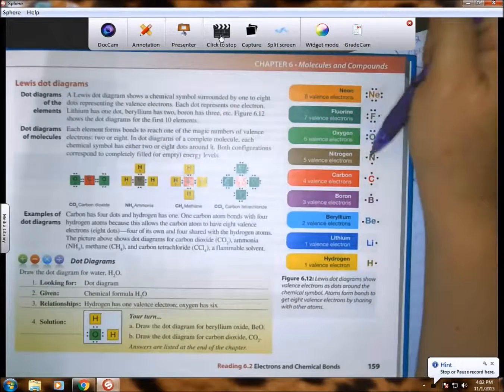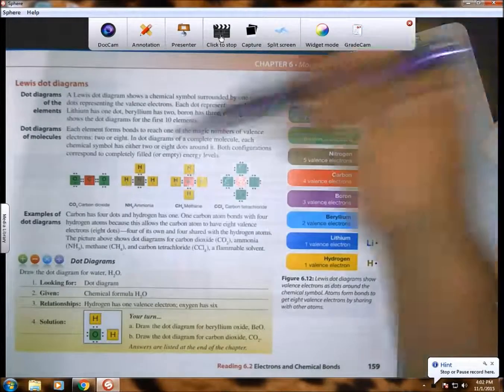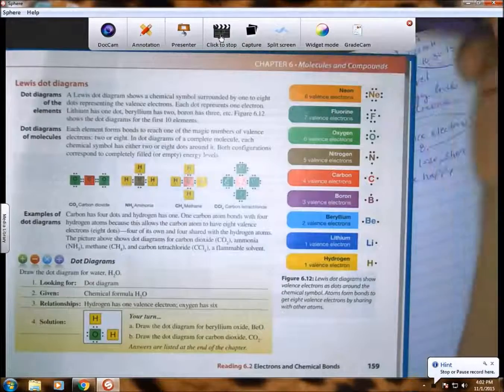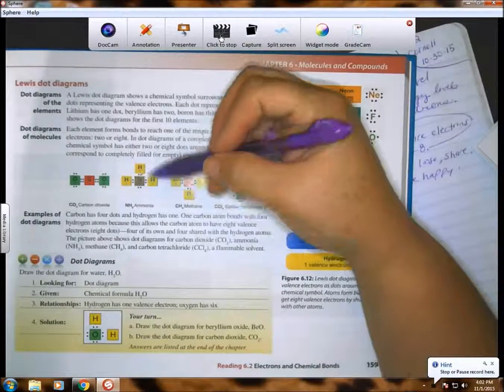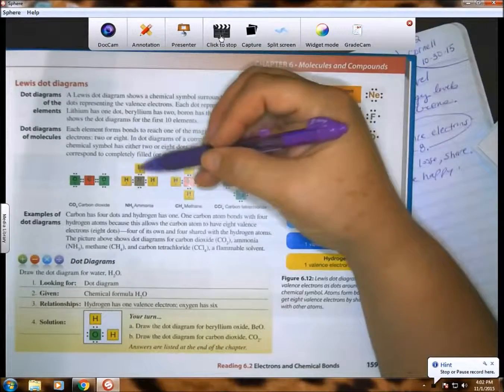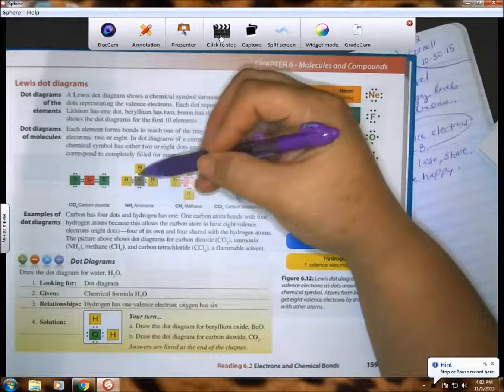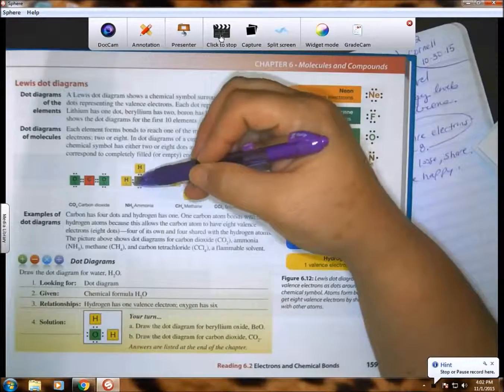If you remember, it starts off with 1, 2, 3, 4, 5. So we've got 1, 2, 3, 4, and 5. Hydrogen only has 1, so hydrogen shares 1 here, here, and here. Now hydrogen has 2, hydrogen has 2, hydrogen has 2, nitrogen has 1, 2, 3, 4, 5, 6, 7, and 8.